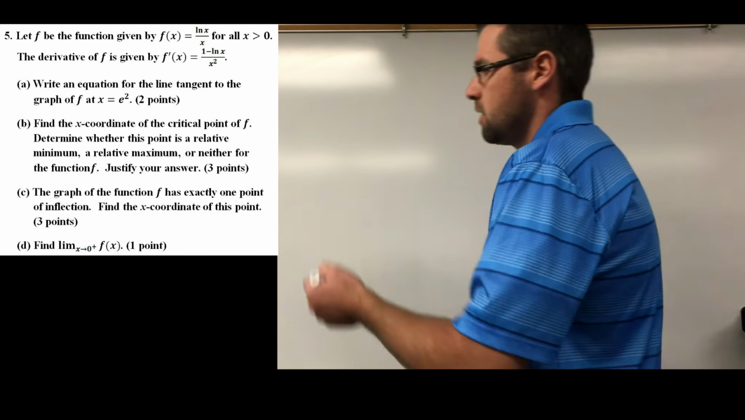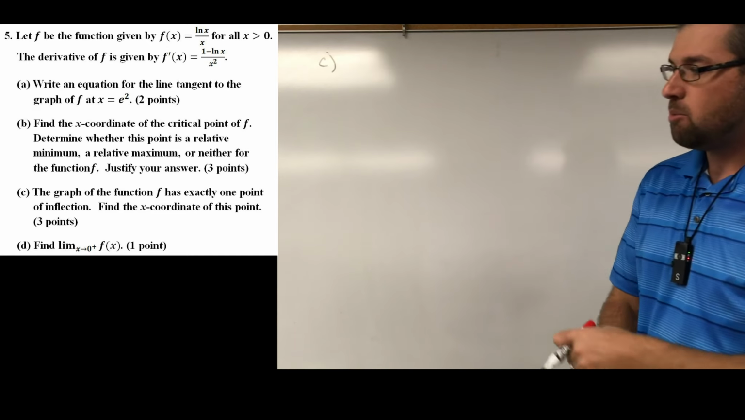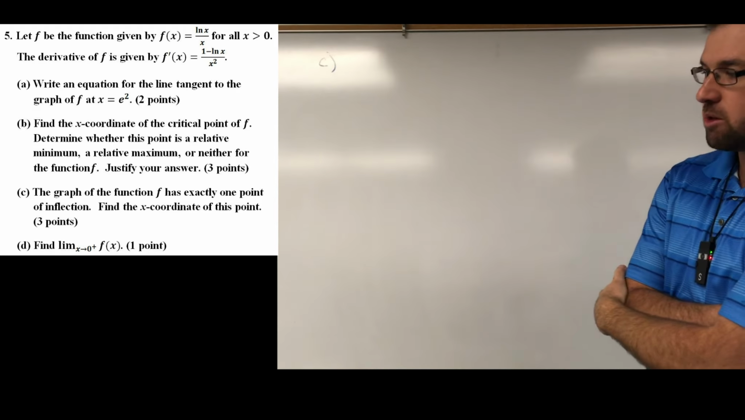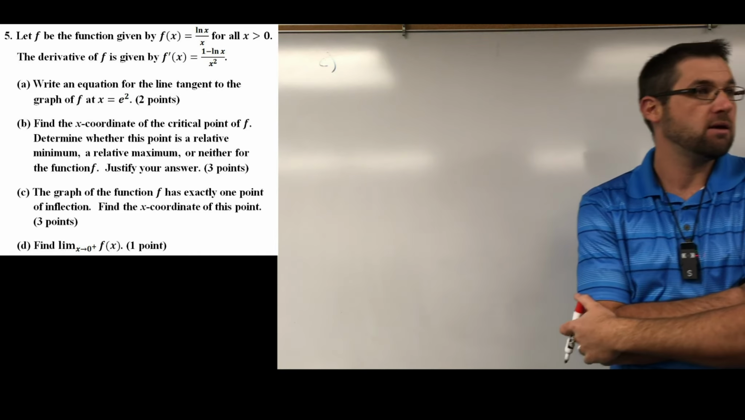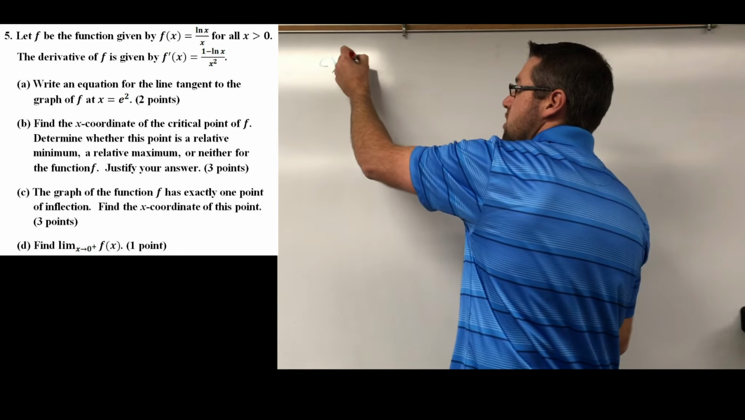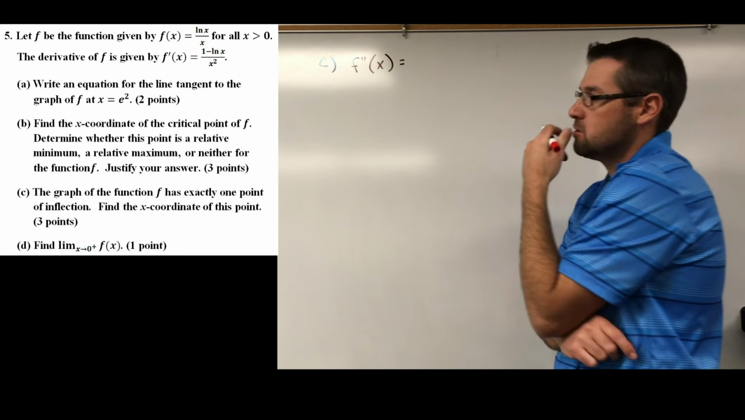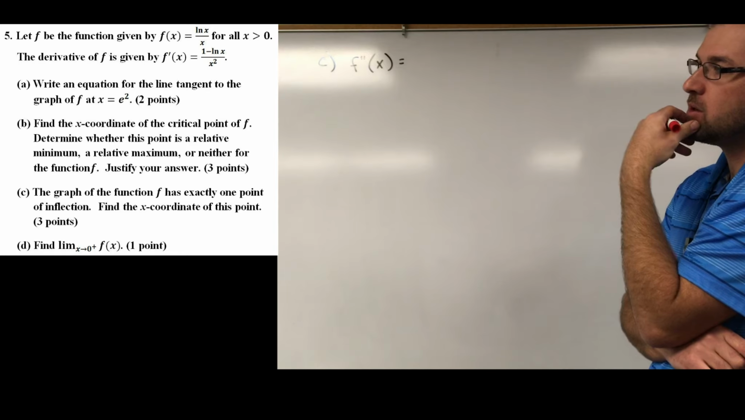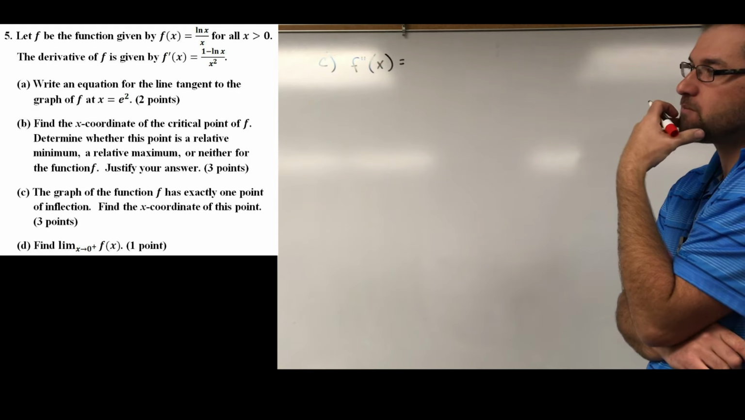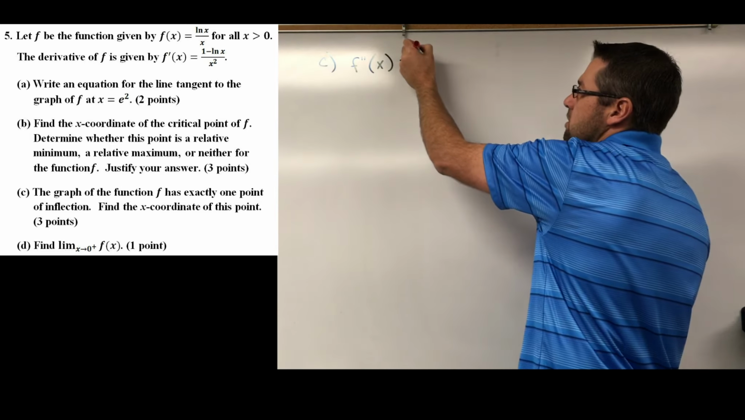All right, C. The graph of the function f has exactly 1 point of inflection. Find the x-coordinate of this point. How do you find points of inflection? When f double prime changes signs. So we've got to find the second derivative. So we have the first derivative. We're going to use what? Quotient rule. So what's the derivative of the top?